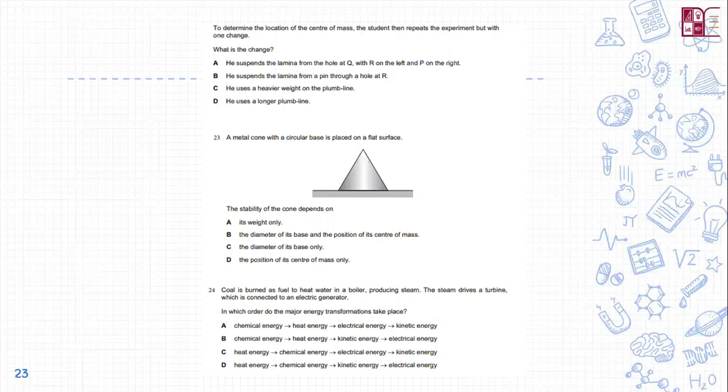A metal cone with a circular base is placed on a flat surface. The stability of the cone depends on the diameter of the base and the position of its center of the mass.